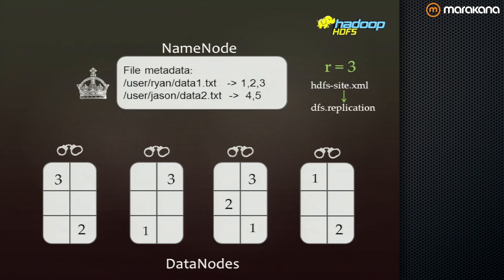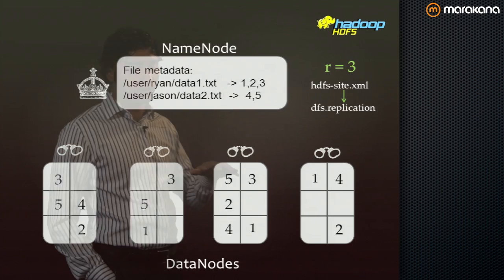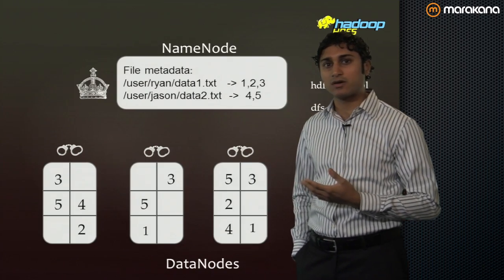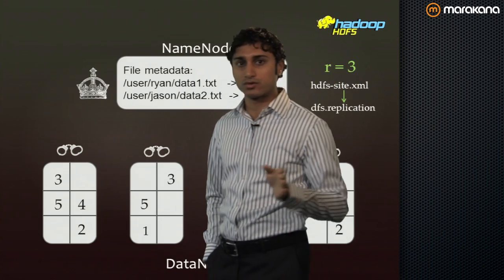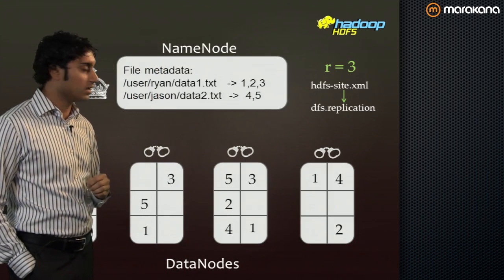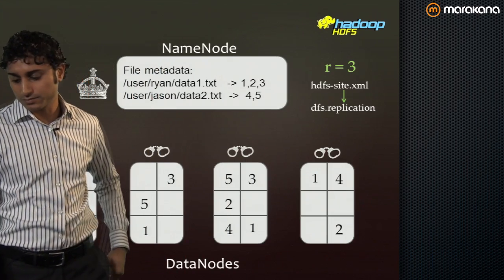All right, so that's the first file. And here's the second file, data2.txt. You can see how, once again, with the second file, we're taking the 2 blocks, block 4 and 5, and replicating them 3 times and then scattering them across the data nodes. Now, there is some intelligence to how the file system actually stores the blocks across the different data nodes. So we'll talk about that in one of the future slides.